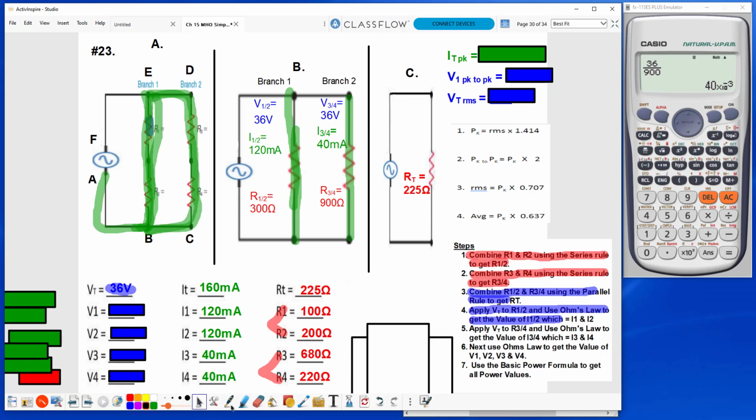And if we add I1 and I2 together, never mind, I'm getting ahead of myself. All right, so now we can find our voltage values just using Ohm's law, just simple Ohm's law. V1 is equal to I1 times R1.